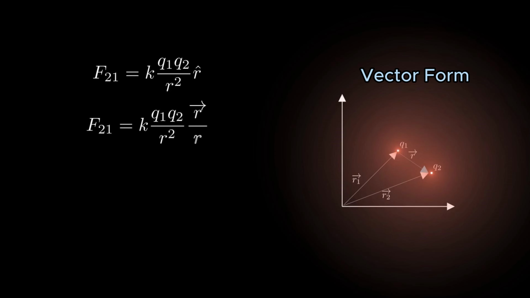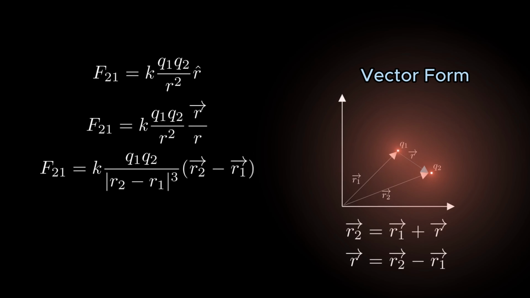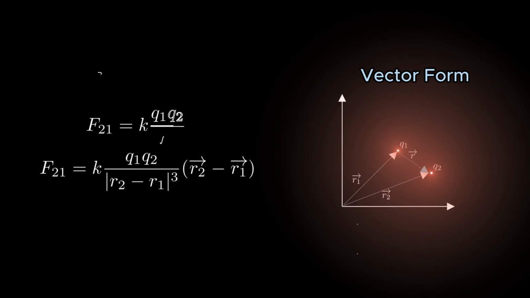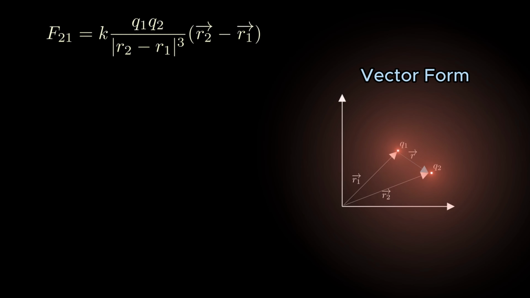We can write the displacement vector r vector in terms of position vectors r1 and r2 by using triangle law of vector addition. From the triangle formed, we can easily recognize that r2 will be the resultant, therefore we have r2 equals r1 plus r vector. Therefore, r vector can be written as r2 minus r1 vector. Therefore, we ultimately get F21 equals k Q1 Q2 over mod r2 minus r1 whole cube times r2 vector minus r1 vector. We will now find the force on charge Q1 due to charge Q2.